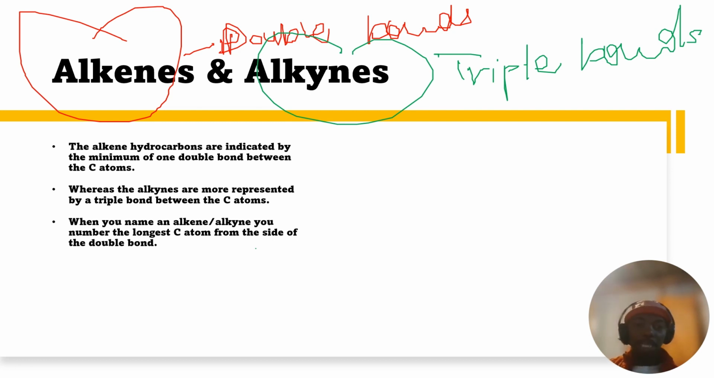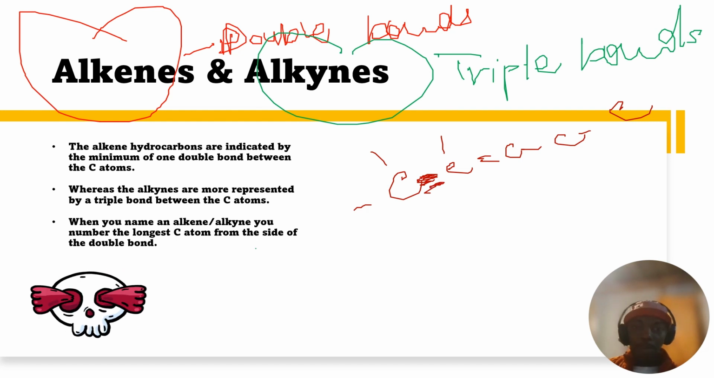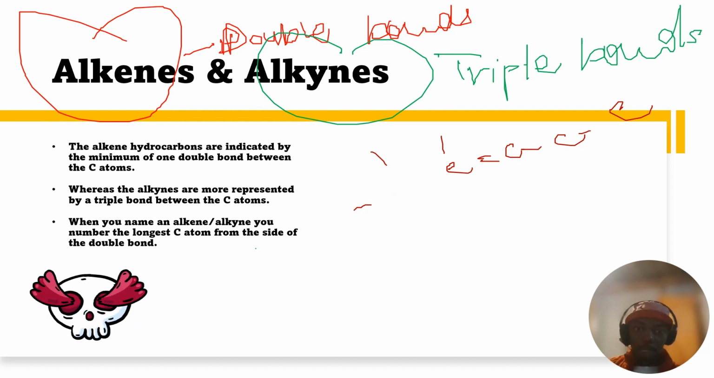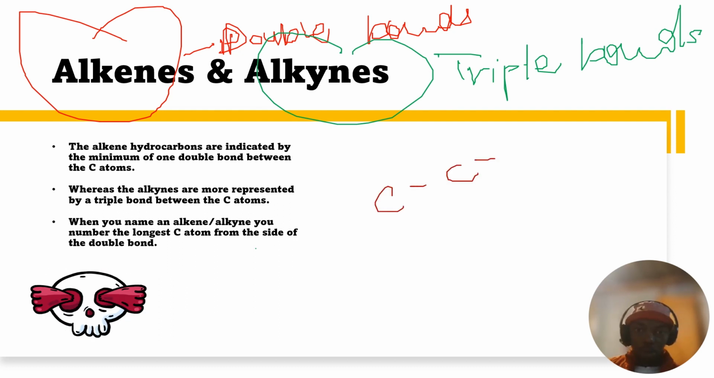Let me make an example. Let's say we have one, two. Mm, there's a double bond here. No, there's no double bond here. Let me just start over. Yeah. So let me make an example. It's one, two, and then the double bond.